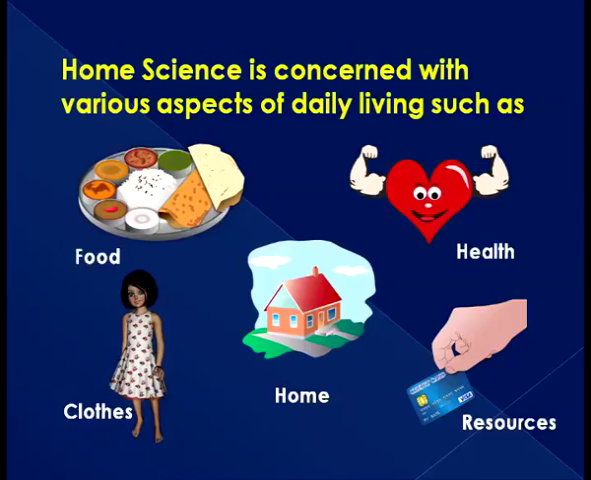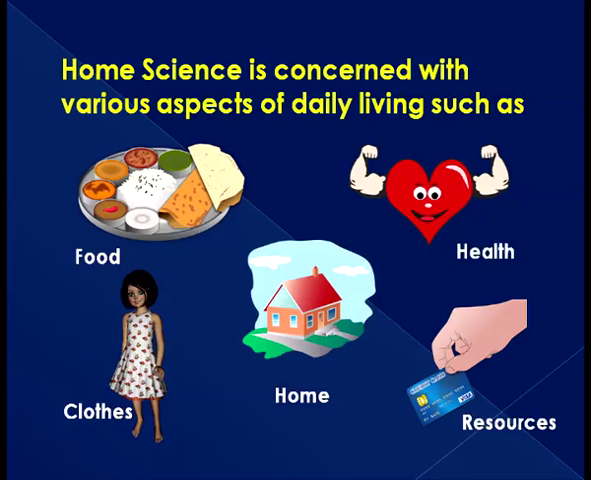Home science is concerned with various aspects of daily living such as food. We talk a lot about food. Then we talk about clothes, how this cloth is finally made, how this fiber is there, what type of clothes are used, how the stitching is done, how the printing is done. All this we study in this course. Then we study health.